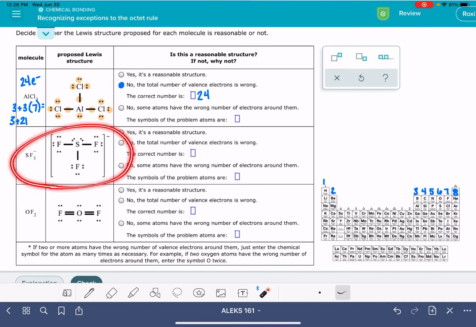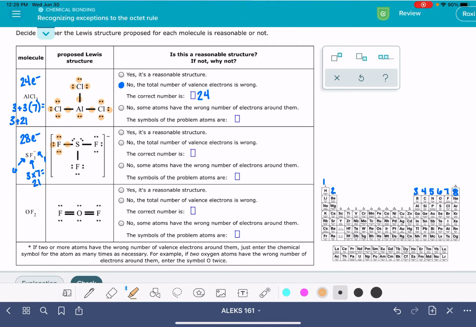Let's see if we can apply that same thing to our second problem. Sulfur is in column number 6, so there are 6 valence electrons for the sulfur. And then we have 3 fluorines. Each fluorine has 7 valence electrons, which is 21. And then don't forget that negative charge. That negative charge means we need to add 1 electron. If it's a positive charge, we subtract 1 electron. 6 plus 21 plus 1 is a total of 28 electrons. That's how many we should see.